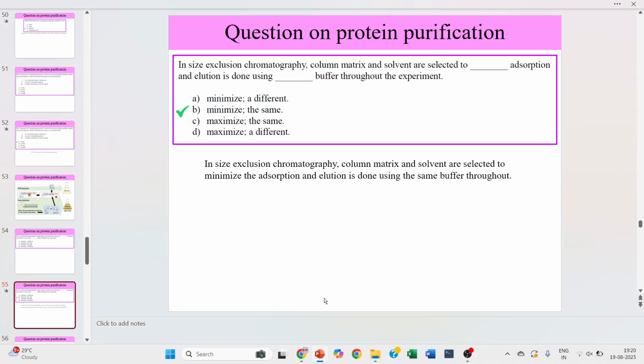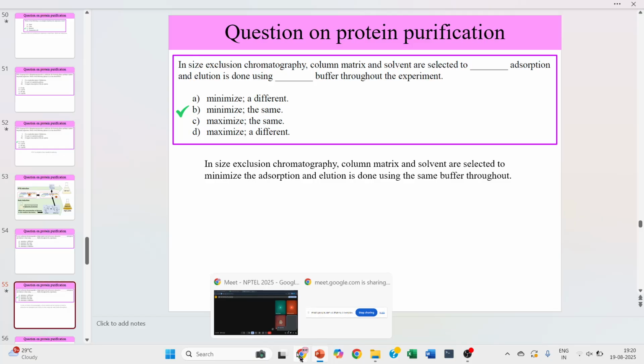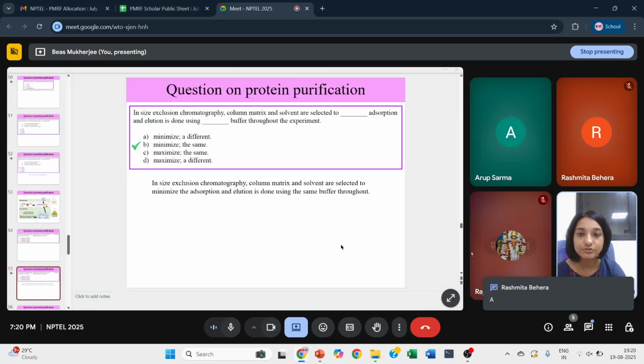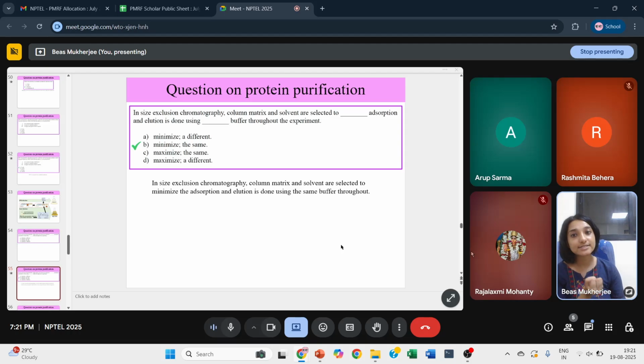Okay, so the answer is actually B. In size exclusion chromatography, the column matrix and solvent are selected to minimize the adsorption. You don't want it to adsorb or stick to the column, because you want to make sure that it is moving when it should travel through the pores. In affinity chromatography, it is supposed to stick to the resin. In ion exchange chromatography, it is supposed to stick to the resin. But in size exclusion chromatography, it is supposed to move through the pores and elute. And yes, it is the same buffer. That is correct.